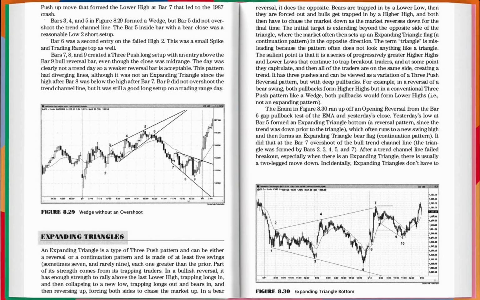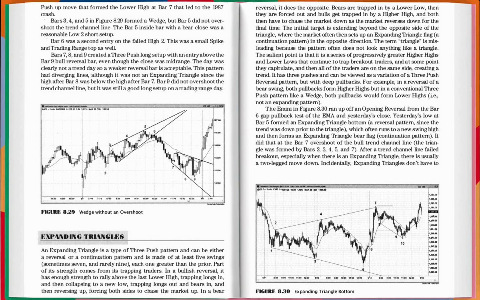The E-mini in figure 8.30 ran up off an opening reversal from the bar 6 gap pullback test of the EMA and yesterday's close. Yesterday's low at bar 5 formed an expanding triangle bottom, a reversal pattern, since the trend was down prior to the triangle, which often runs to a new swing high and then forms an expanding triangle bear flag continuation pattern. It did that at the bar 7 overshoot of the bull trend channel line. The triangle was formed by bars 2, 3, 4, 5, and 7.